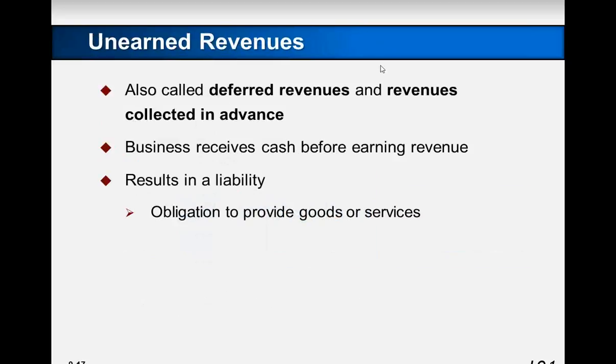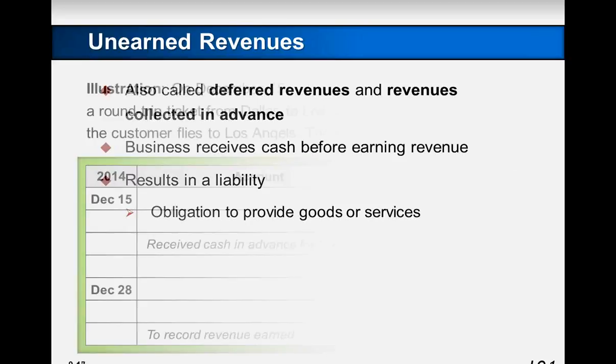We also have talked about unearned revenues. We talked about those when we were doing adjusting entries as well. They are called deferred revenues, and they are revenues that are collected in advance. It could be a deposit or an advance, but the business actually has received the cash and they still need to provide the good or service to the customer, and that's what makes it a liability. We owe the customer the goods or service.